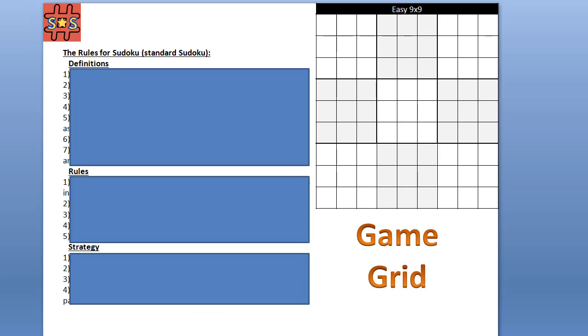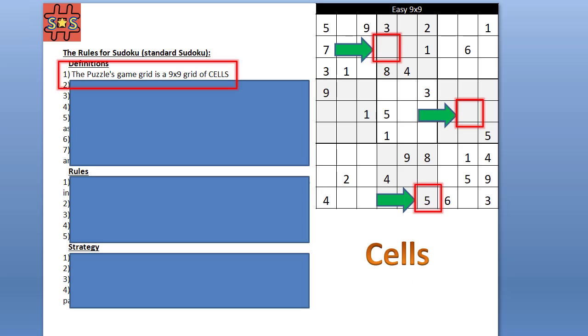Alright, let's start with some definitions. In front of us, we've got what's called the game grid. Here's an empty game grid. The game grid is a 9x9 grid of what are called cells. Cells are what hold numbers.